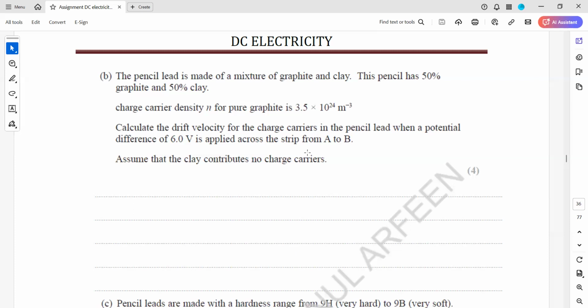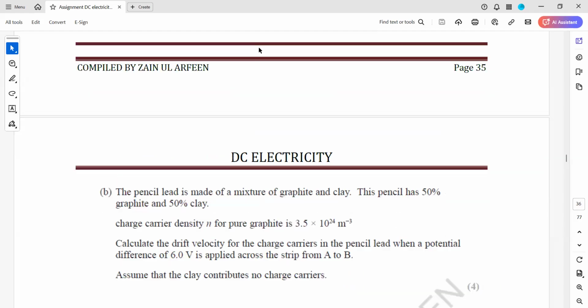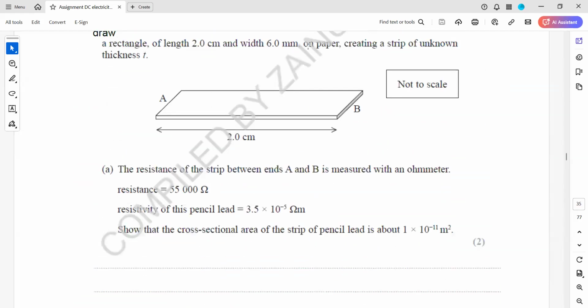The charge carrier density n for pure graphite is 3.5 × 10^24 per meter cube. Calculate the drift velocity of the charge carriers in the pencil when a potential difference of 6 volts is applied across the strip A and B, and assume that the clay contributes no charge carriers. So this strip is made up of 50% graphite and 50% clay.